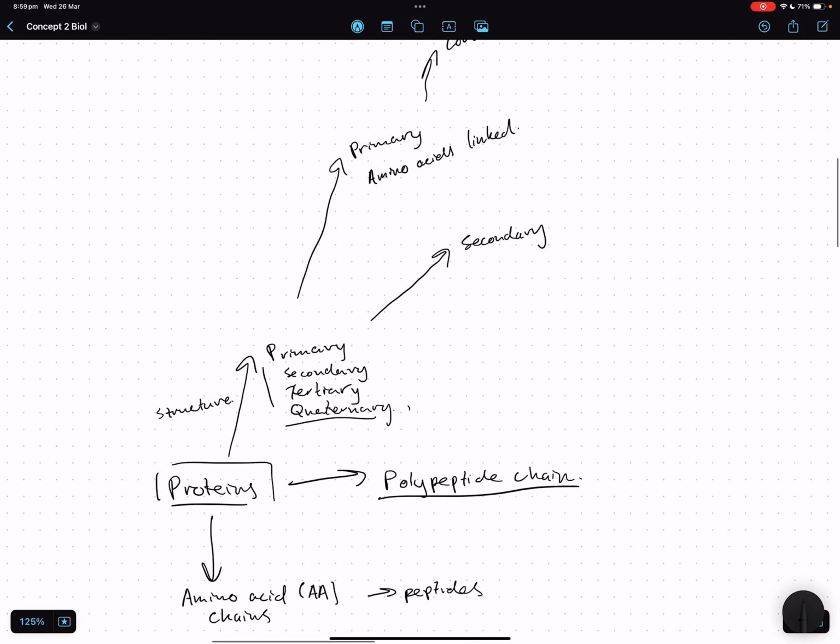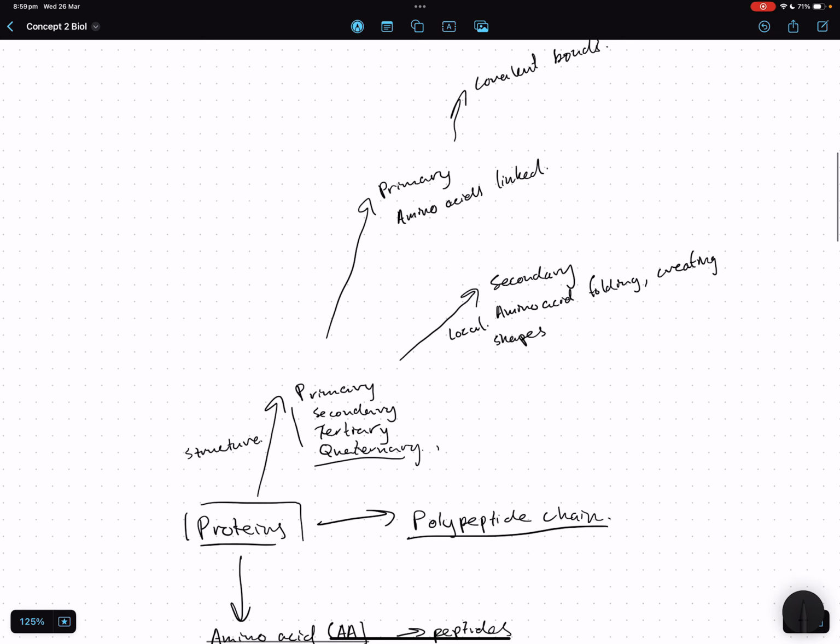Now, the secondary structure of a protein is amino acids folding on themselves. So it's local. It's very important because it's not the whole thing, it's just a part of it. It's not the whole protein. So amino acids folding, creating shapes. The shapes we talk about are beta pleated sheets. It's like a sheet that's folded.